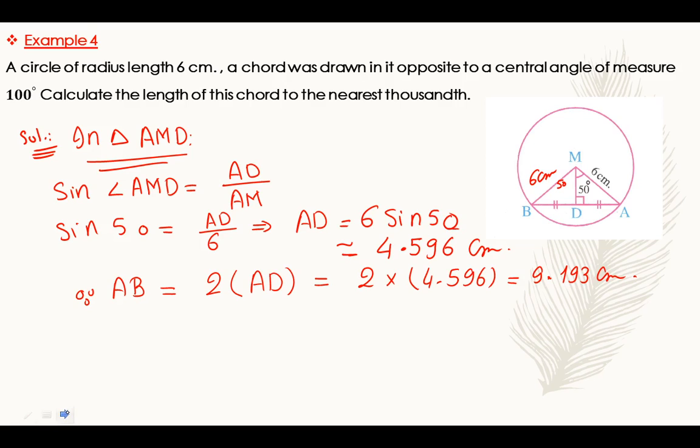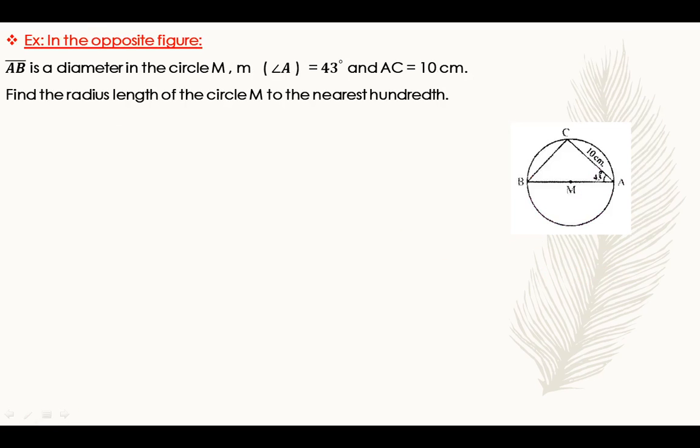Let's go to the last example. In the opposite figure, AB is a diameter. Measure of angle A equals 43 degrees and AC equals 10 centimeter. Find the radius length of the circle M to the nearest hundredth. Okay, solution.